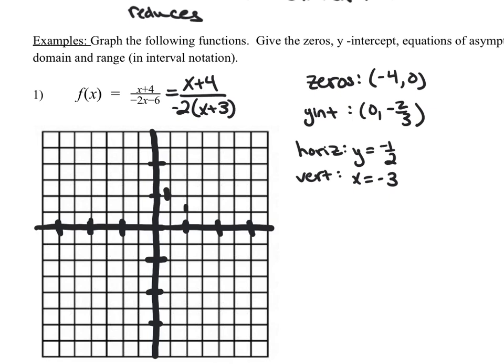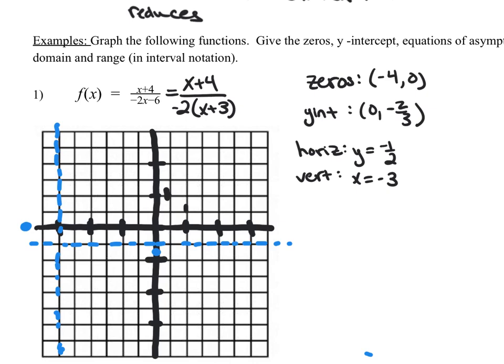Now we are going to graph our asymptotes. I always like to graph them first. I'm going to make them blue. Our horizontal asymptote is at y equals -1/2, and our vertical asymptote is at x equals -3. The x-intercept is -4, 0, so it's right here. The y-intercept is 0, -2/3.